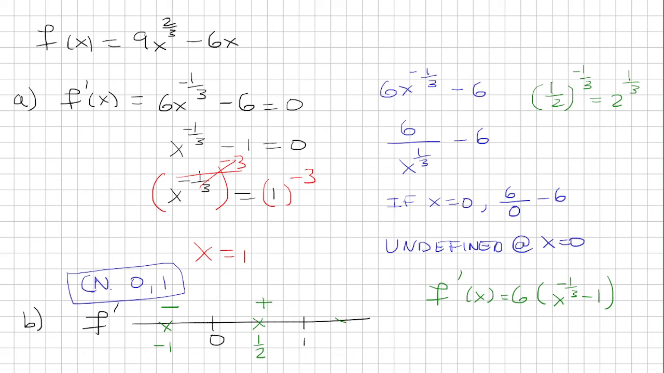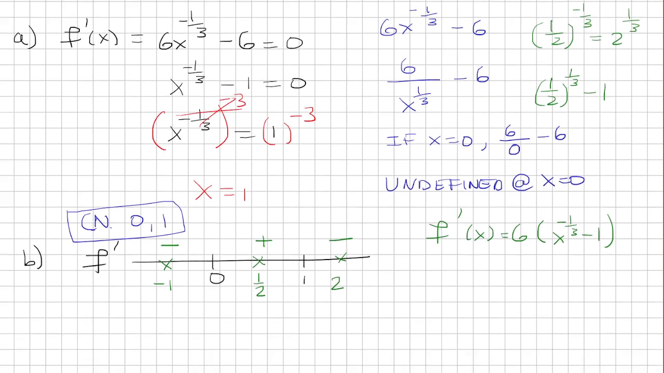And then pick a number to the right of 1, let's say 2. So 2 to the negative 1/3, that's basically 1 over the cube root of 2. So it's 1 over the cube root of 2, minus 1. This is definitely going to be less than 0, so this is negative.